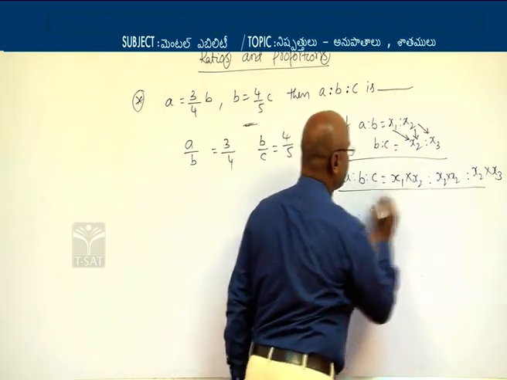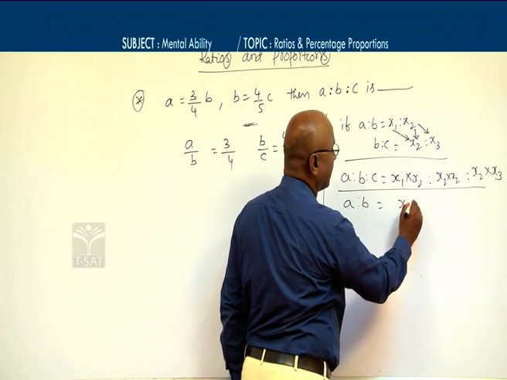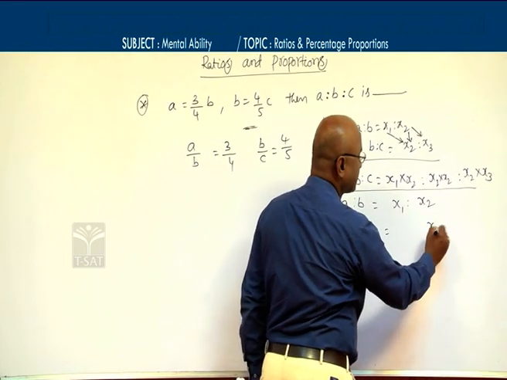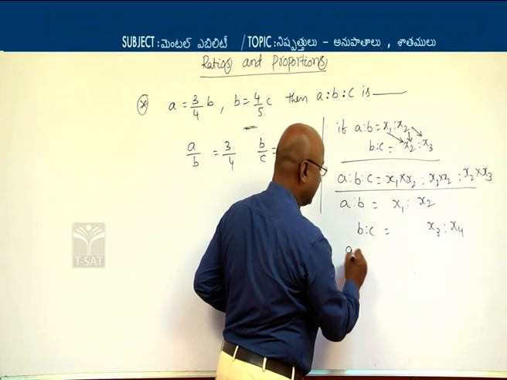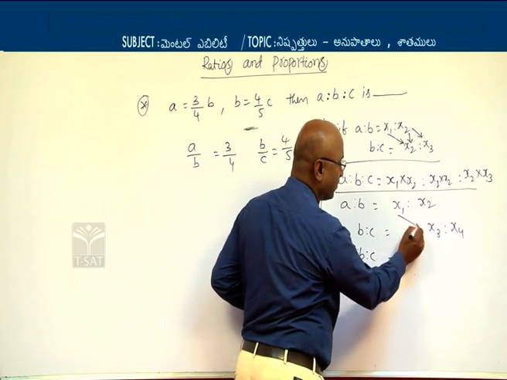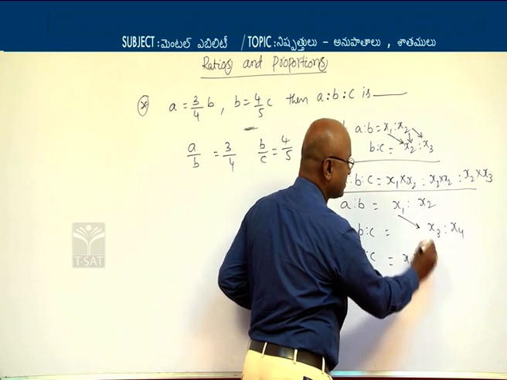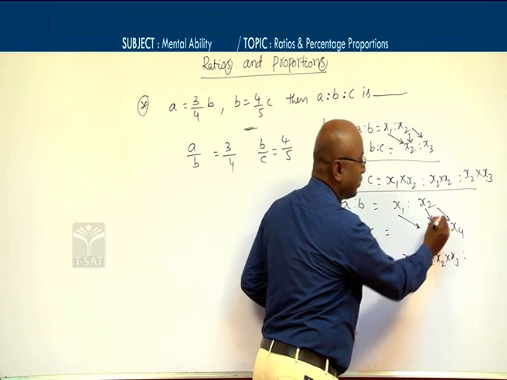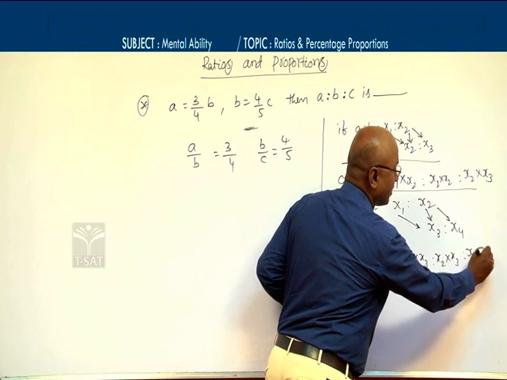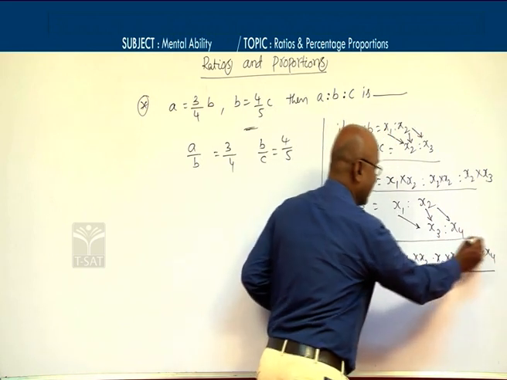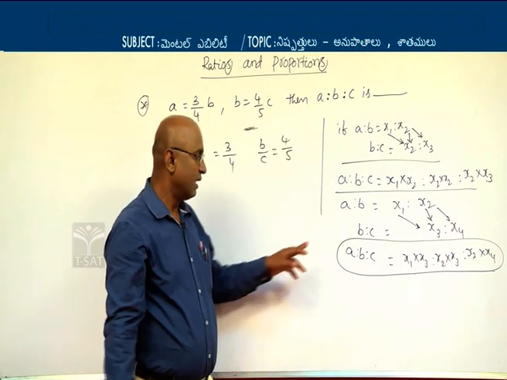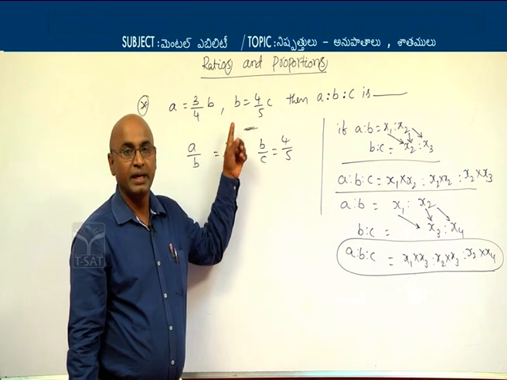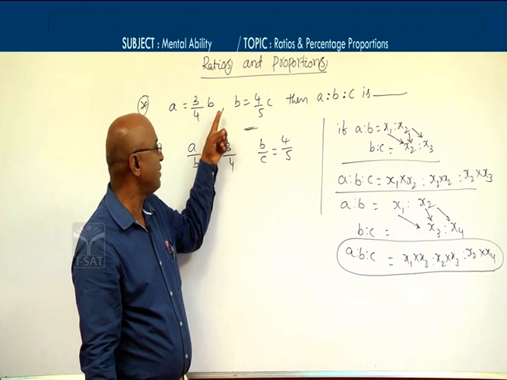Or otherwise the same can be written as A is to B is equal to x1 is to x2 and B is to C is equal to x3 is to x4. Then A is to B is to C is equal to x1 into x3 is to x2 into x3 is to x2 into x4. It is a very, very important formula to remember. Why? Because sometimes A is to B is to C cannot be given directly. They will give you the ratio in terms of two expressions, same as in this case.